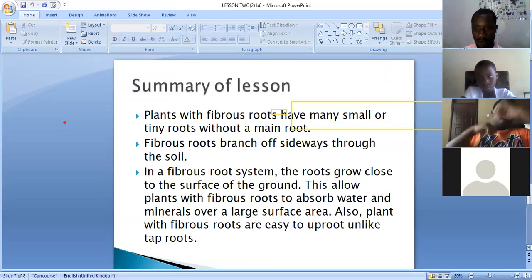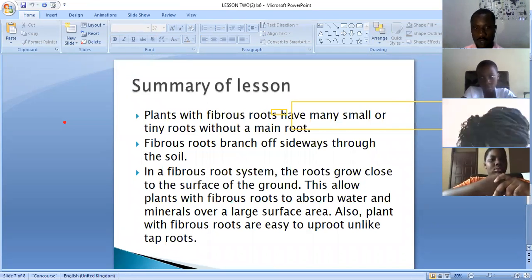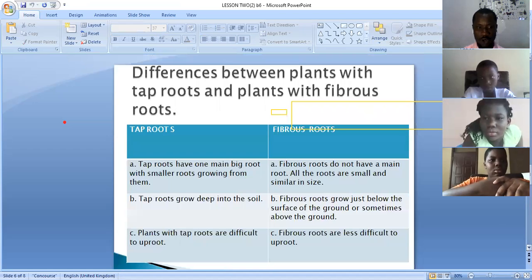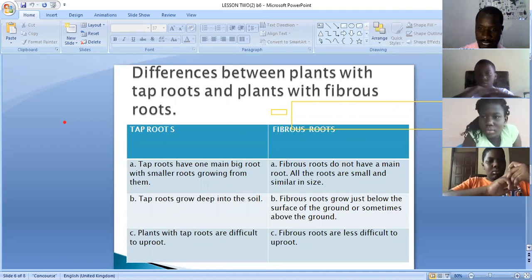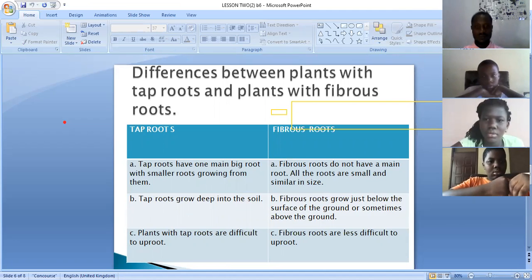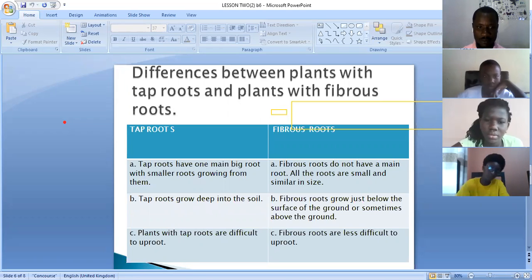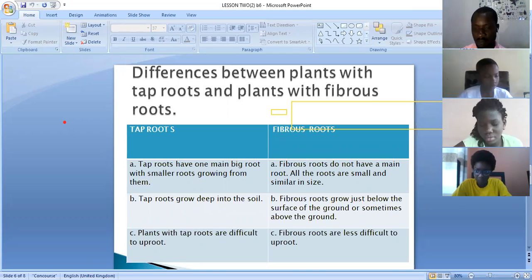Okay, so let's look at this. Before we look at the summary, let me ask you this question to all of you. I'm going to call your name, then you tell me your answer. Let me start from Daniel here. He wanted to eat, so let me ask him first. So Daniel. Yes, sir. Good. When you look at plants with tap roots, what are some of the things that you can see about them? I'm talking about characteristics, physical things you can see about plants with tap roots.